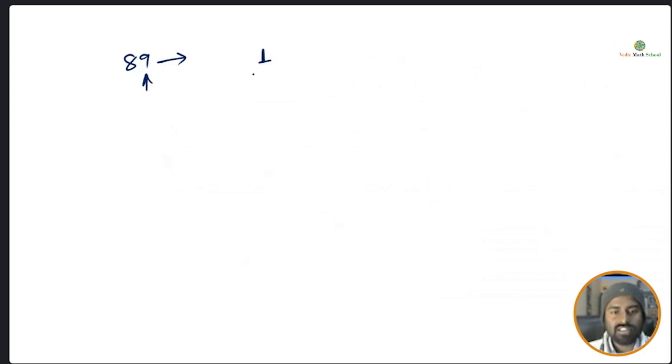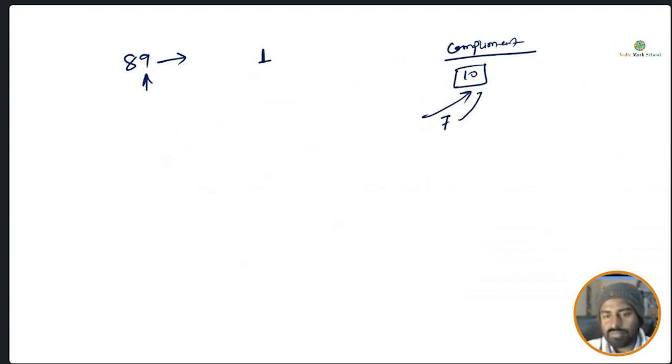Subtract: 10 minus 9 is 1. As I said, you always have to find the complement, and you find it from 10. Whatever value you get, you subtract it from 10. If you are getting 7, subtract it from 10: 10 minus 7, so the complement of 7 is 3, and there is a bar on it. So that is the actual process.